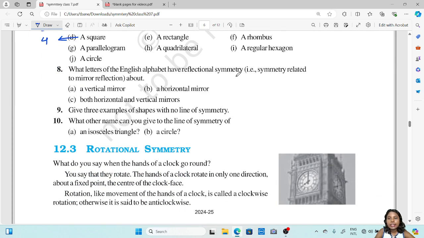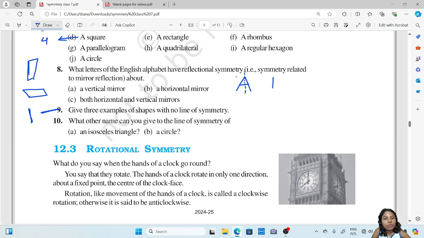Now see here, what letters of the English alphabet have reflection symmetry? That is symmetry related to mirror reflection. Now when we say vertical mirror, consider the alphabet A. Vertical mirror means you are going to place the mirror straight, standing, and horizontal means somewhat like this you will place the mirror. So we have to place the mirror accordingly. When you place the mirror vertically for alphabet A, you will get the exact mirror image.